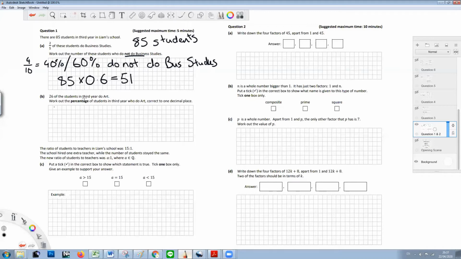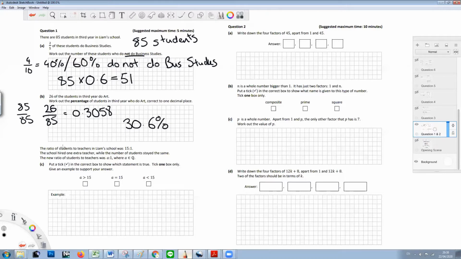So 26% of the students in 3rd year do art. Work out the percentage of students in 3rd year who do art correct to 1 decimal place. So we're looking for the amount of students who do art. Now, in total, the amount of students completely is obviously 85/85. So we're just looking for the amount that do art, which is the 26 over the total number. Okay? And with that, we end up getting 0.3058. Now, just like I said before, 0.6 is equal to 60%. 0.3058 is 30.58%. And we're asked for the percentage correct to 1 decimal. So that's going to be 30.6%. And that's that question done.